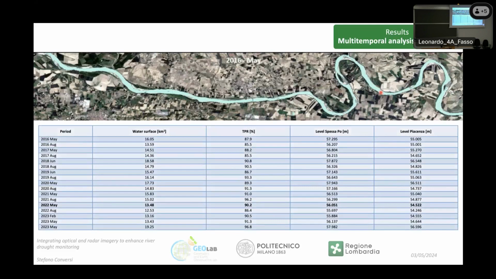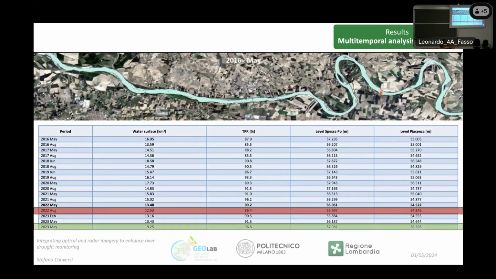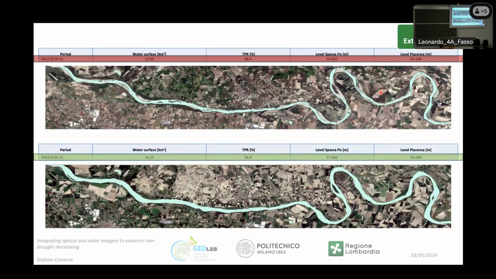This is obviously confirmed by the numerical results. We can say that the water surface that we estimate has a mean of 16 square kilometers, and we had the worst condition in August 2022, in the middle of the drought event and in the middle of summer, so it's quite expected, while the best situation, I mean the best one in terms of quantity of water, was extracted in May 2023. Why is that? Here we have a direct comparison between the two extreme conditions, the one with less water and the opposite one.